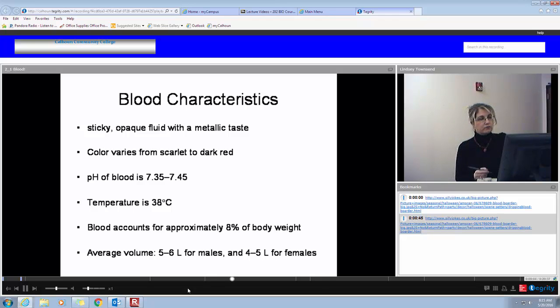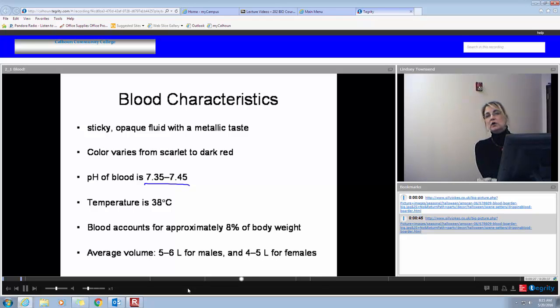The color of blood may vary from a scarlet or a bright red when the blood cells are actually carrying oxygen to a dark, deep red when the erythrocytes are carrying carbon dioxide, a waste product. The pH range is usually between 7.35 and 7.45.